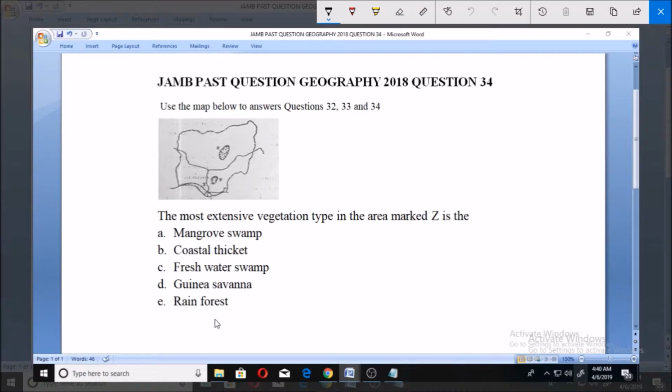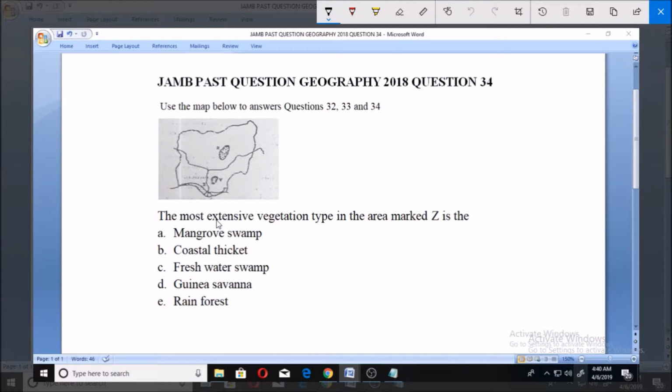What is the area marked as indicated? Now we all know that the area around Delta Rivers area, this Z area, is actually the mangrove swamp region. Down this side you also have the rainforest, but the mangrove swamp is the area around Rivers, Bayelsa and Delta. So that is the area indicated as shown. So what is this mangrove swamp all about?